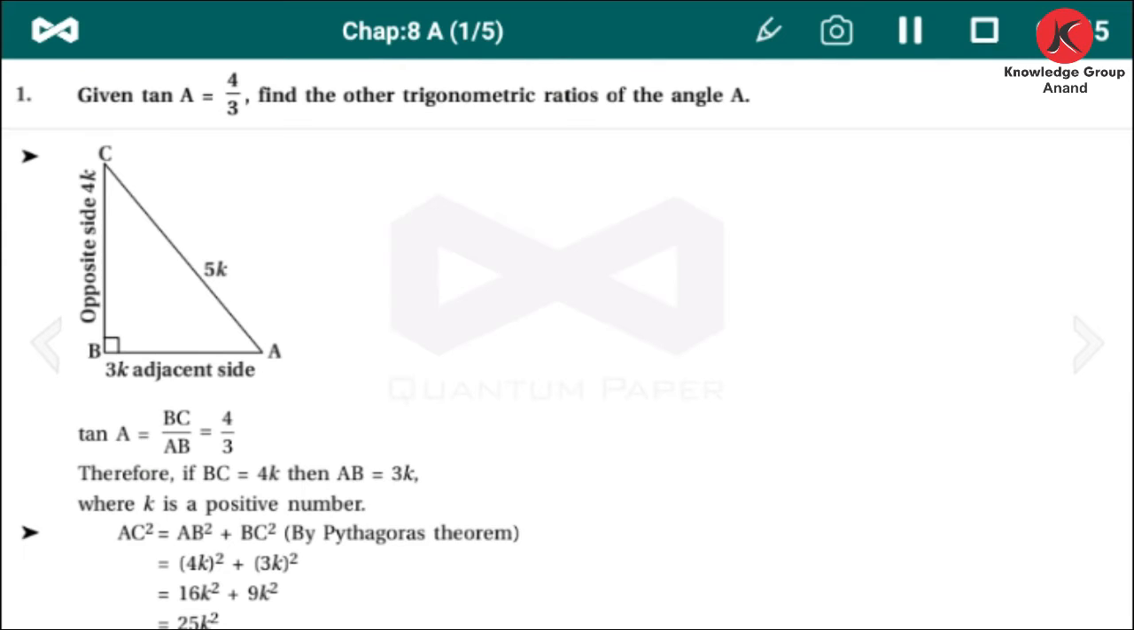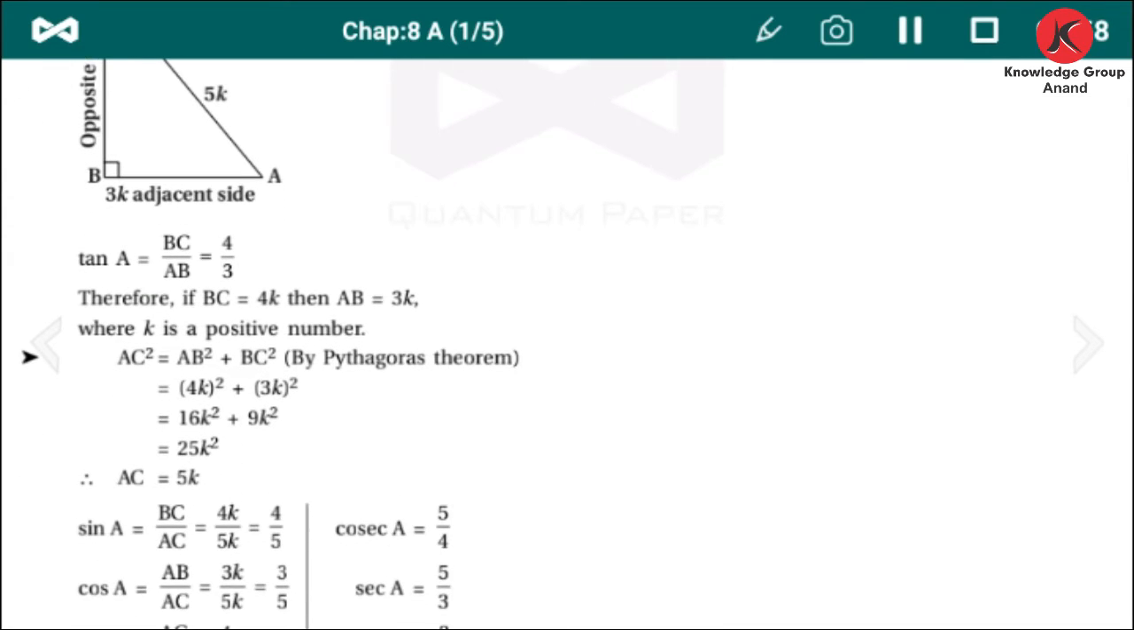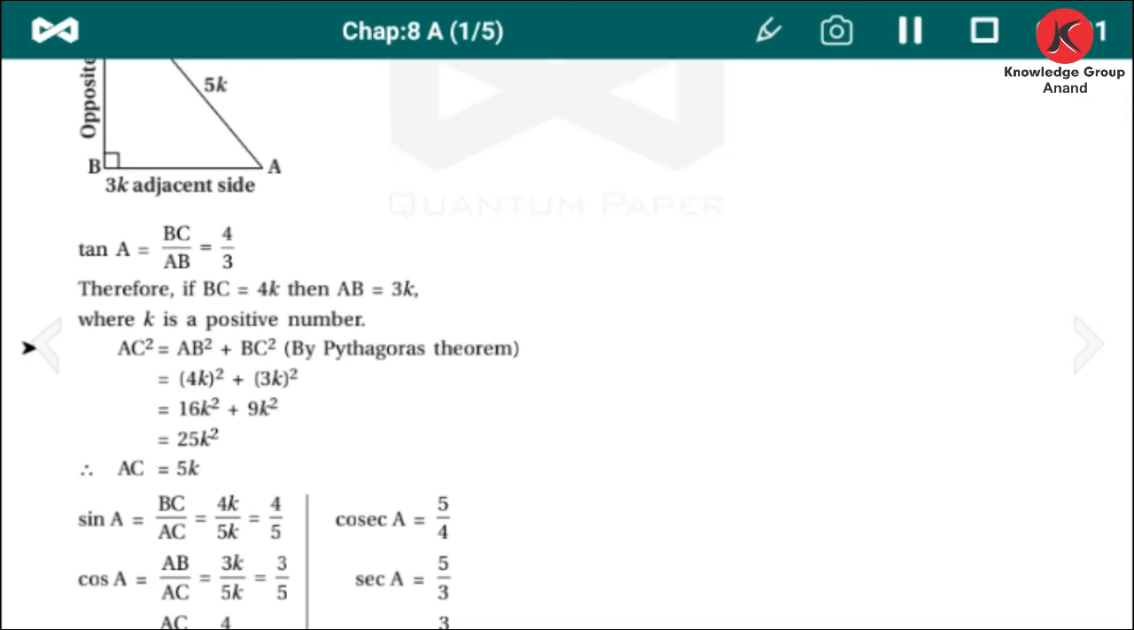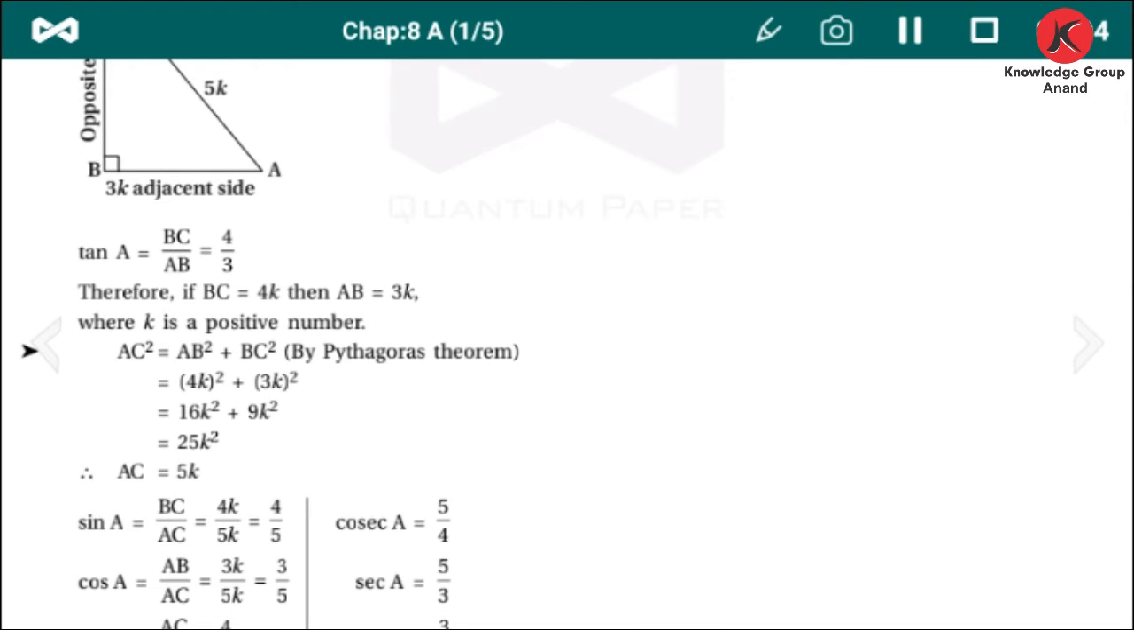Now find AC by Pythagoras rule. AC square is equal to AB square plus BC square. Then we find AC square is equal to 3K whole square plus 4K whole square is equal to 25K square. Therefore AC is equal to 5K. Here we have three sides, 3K, 4K and 5K.